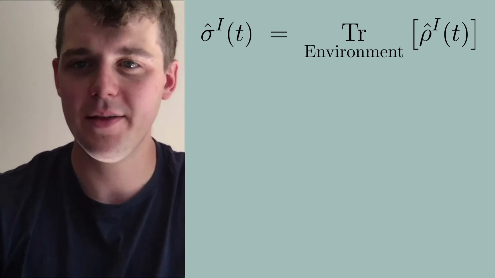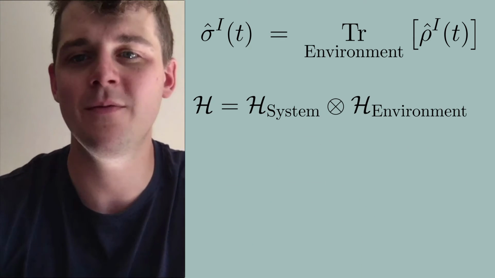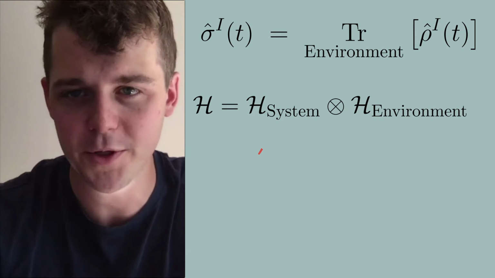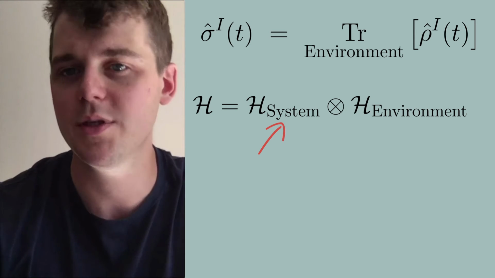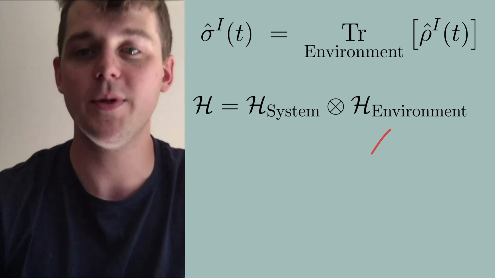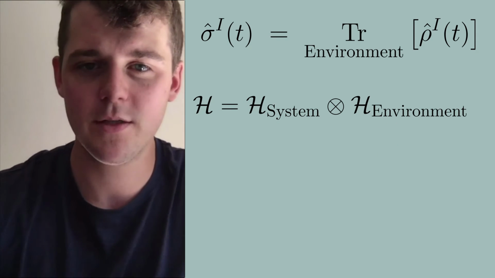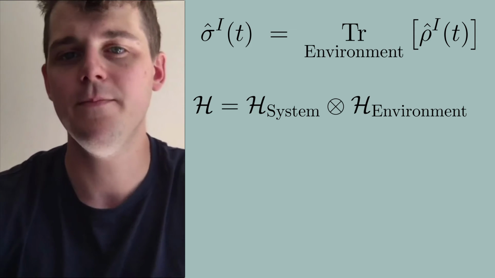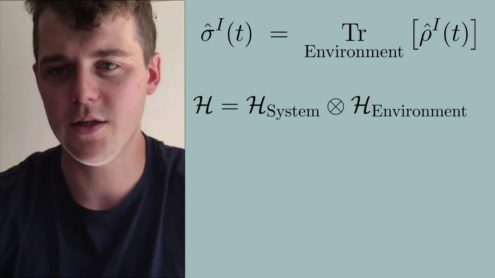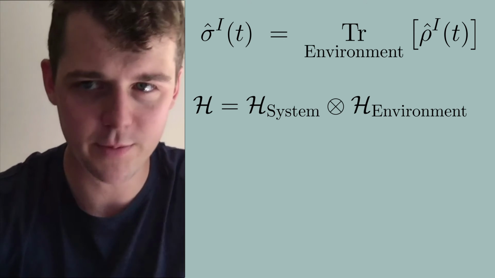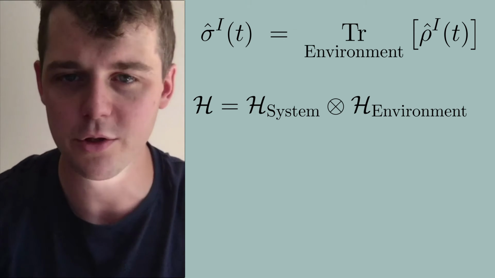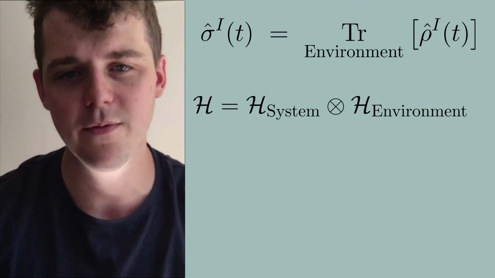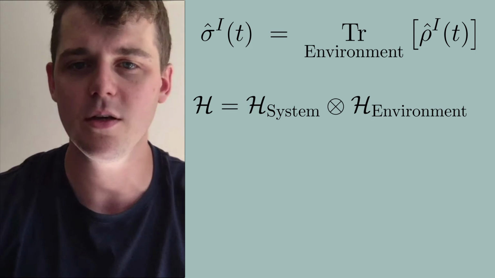So the idea here is that the full Hilbert space for the system and environment has some tensor product structure. There's some individual Hilbert space for the system, which we assume is tensored with the Hilbert space of the environment. What this means in practice is that the density matrix for the system, sigma of I, is some density matrix that operates only on the Hilbert space of the system after we've done this partial trace operation.